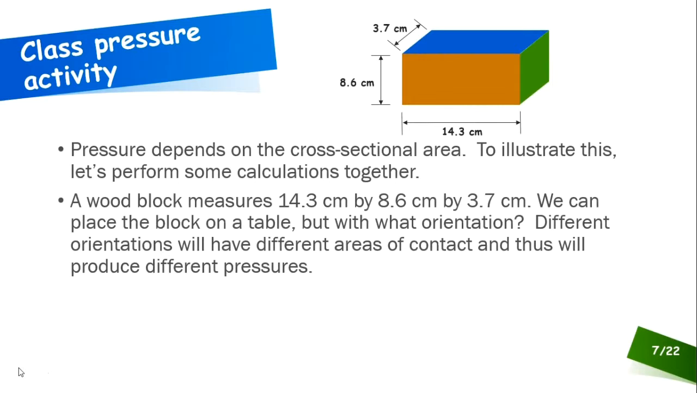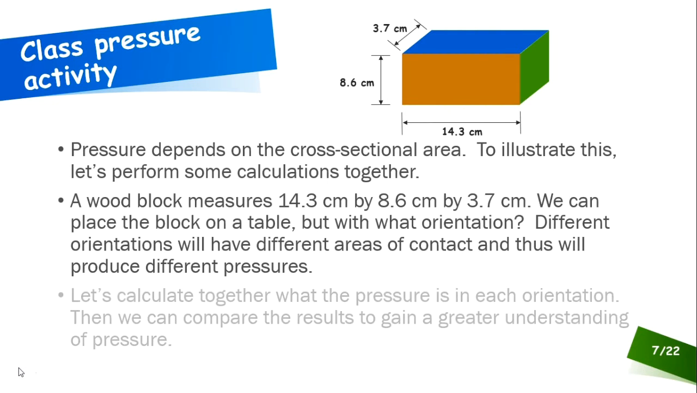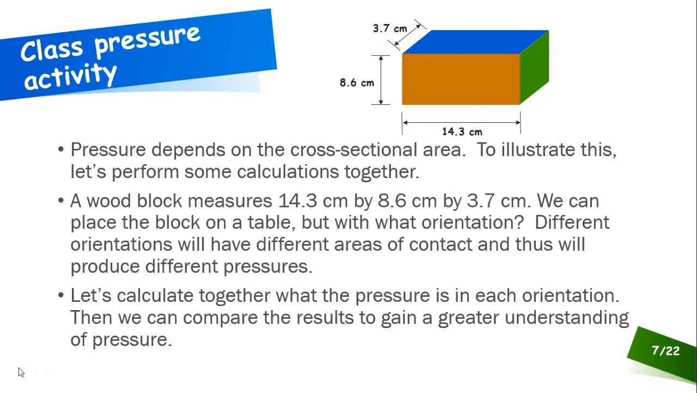Let's walk through an activity to help us understand the relationship between pressure and area. So let's say we have a wood block that's got different colors on different faces of the block. The block measures 14.3 centimeters by 8.6 centimeters by 3.7 centimeters. If we place the block on the table, there are different orientations that we could place the block. We could place it on the brown face or the blue face or the green face. The different orientation is going to give us a different area in contact with the table, and that different area will produce a different pressure that is exerted between the block and the table. So we're going to calculate the pressure in each of these orientations so we can gain a greater understanding of pressure.